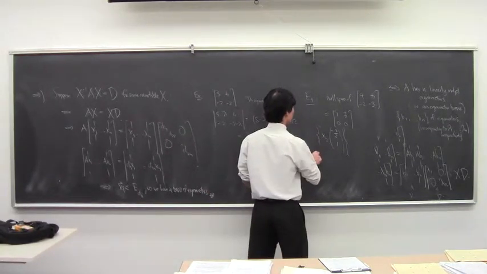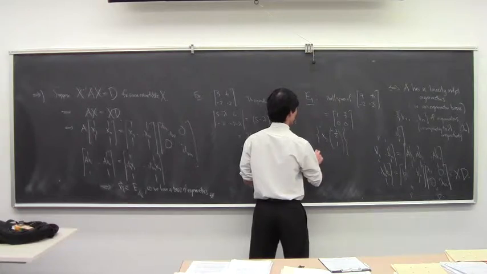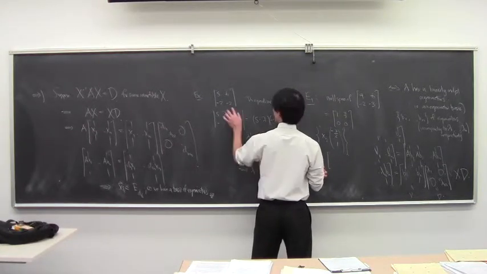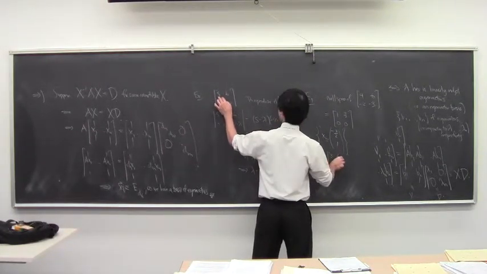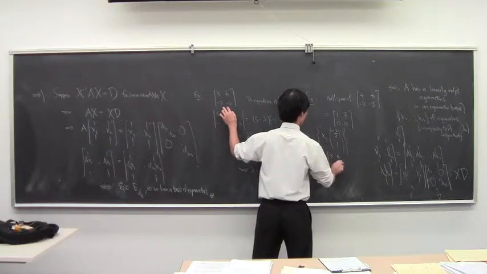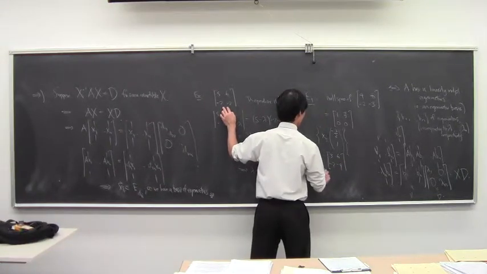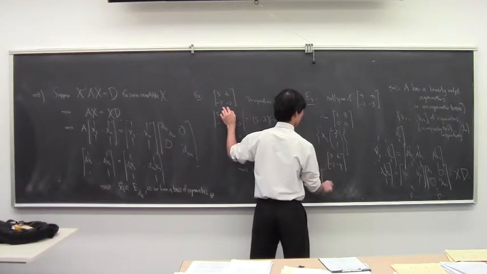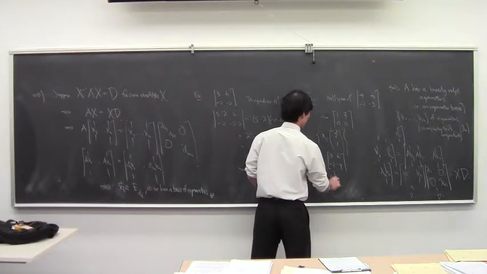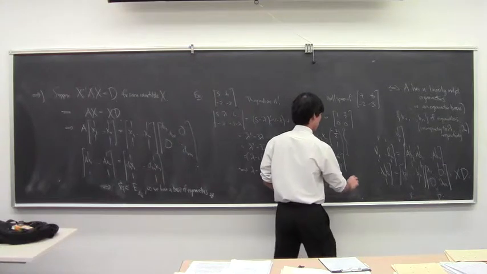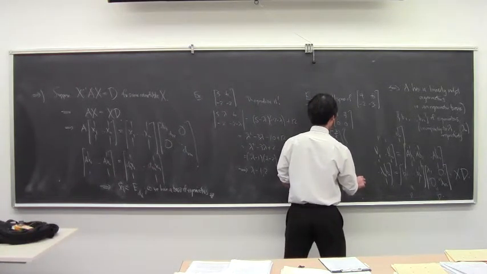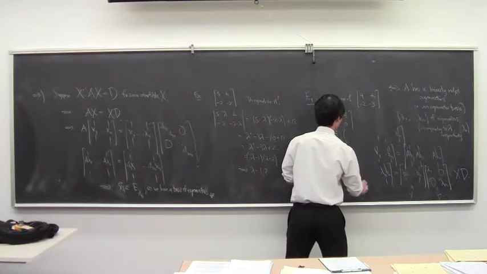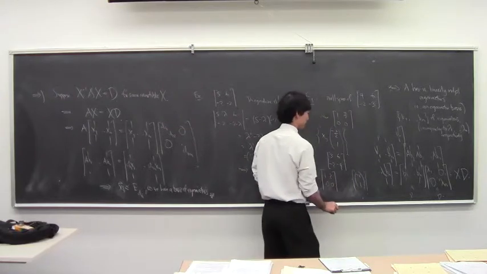And E2, it's going to be the null space. We need to look at A minus 2, so 3, 6, -2, -4. That's equivalent to 1, 2. And so the null space looks like the span of (-2, 1).